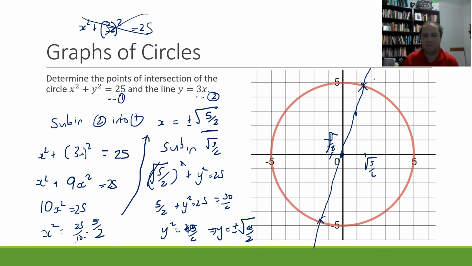Now looking at our values here, this value up here looks like it could be positive square root 45 on 2. This value down here looks like it could be negative square root 45 on 2. So therefore, our 2 points are square root 5 on 2, square root 45 on 2, and negative square root 5 on 2, and negative square root 45 on 2. Excuse the scribbled writing there.